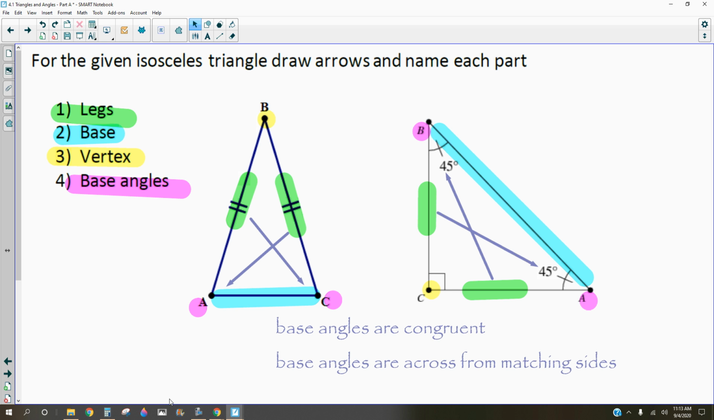Something kind of cool happens with isosceles triangles, by the way. The base angles will always be the same size. So even if they're not written in the picture, you will know that those angles are identical. And the base angles are always the angles across from the matching sides. So I put a little crisscross in kind of a purple color there. So the base angles are the ones away from a leg.